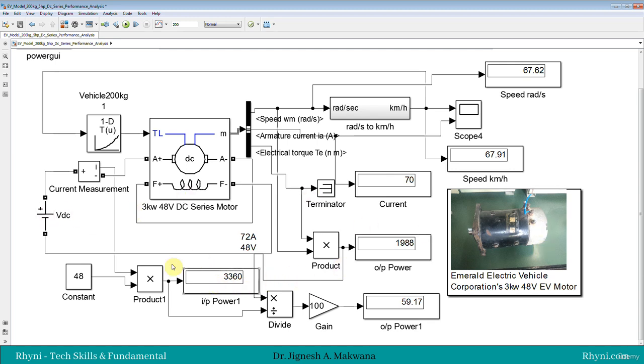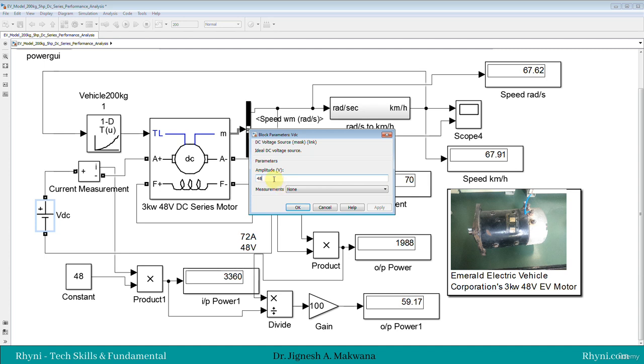So let's increase the voltage and check the efficiency, because you can see output power capability is 3 kilowatt and it is operating under its limit. So output is only 2 kilowatt currently, right? 1988 watt, and input is more than 3 kilowatt. So let's increase the voltage to 60 volt.